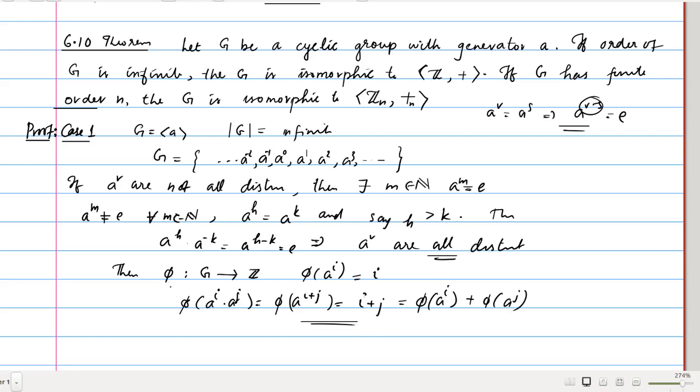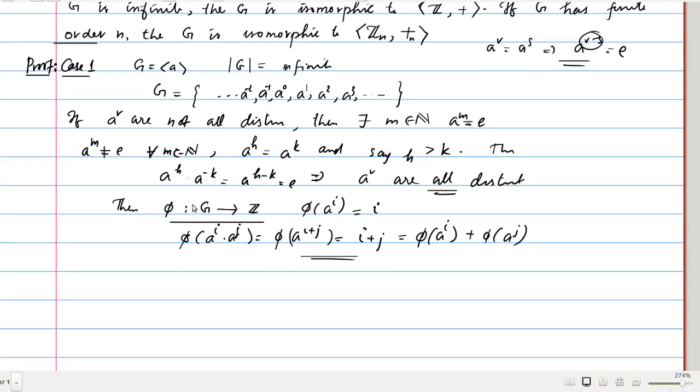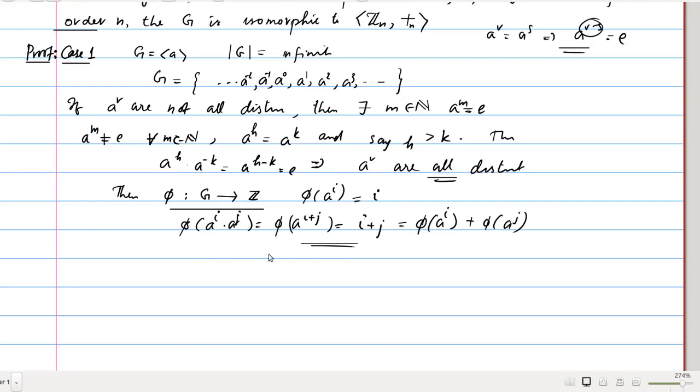Then this phi can be treated as an isomorphism from G to Z. So any cyclic group with infinitely many elements is isomorphic to Z. Okay, so this proves the classification of the first case. Now we have case 2.